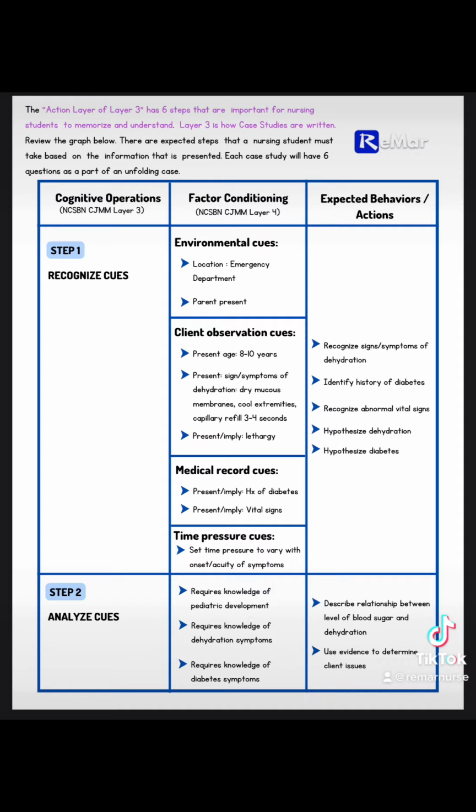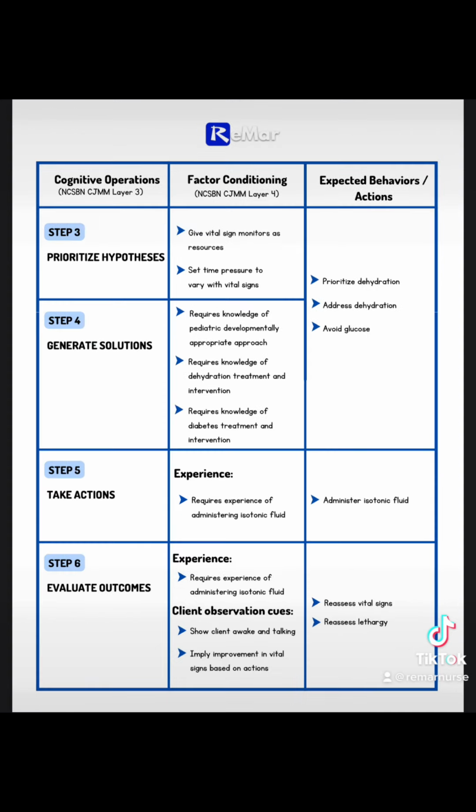You're always moving towards step 6, which is evaluation, right? So these are the things that you will be expected to do. Step 3 we see here is prioritizing your hypothesis. So if you've gathered clues and you've analyzed them, now do you have the capacity to pick the priority from everything that's going on? Step 4 is after you've prioritized the thought of what's happening, can you generate solutions? Do you know the treatments for that particular issue?